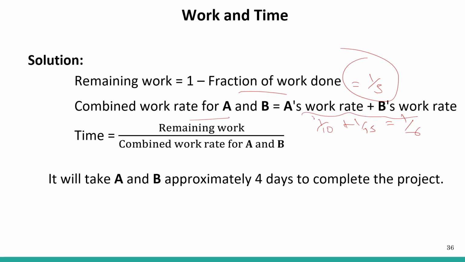So time is equal to the total remaining work by the combined work rate of A and B. The slide says it will take A and B approximately 4 days to complete the project, but this is wrong here. It will be 1 by 5 whole by 1 by 6, right? So this will be 6 by 5 days. 6 by 5 days is the amount of time they will take to complete the project, a whole day and some more. Okay, so that's enough for today. Thank you.